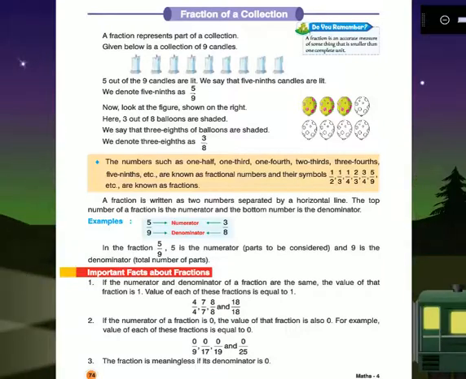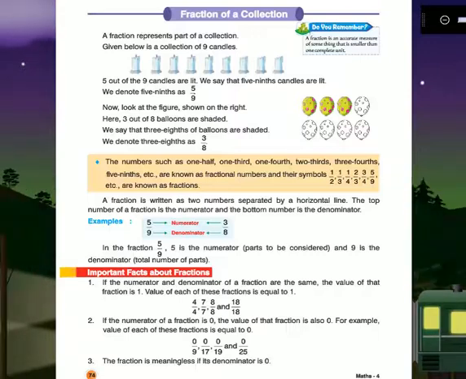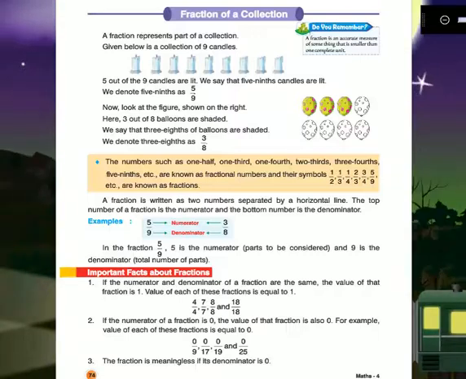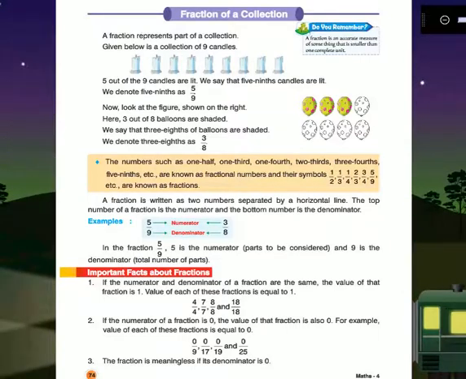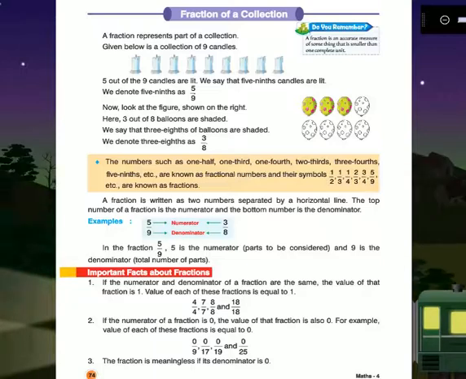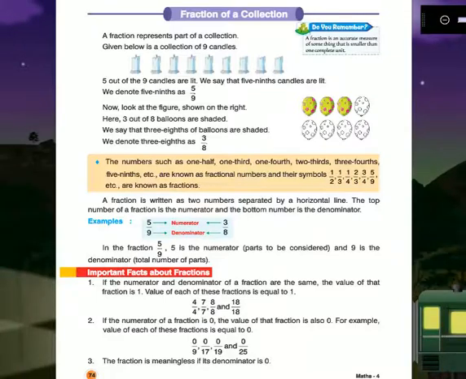Important facts about fractions. If the numerator and denominator of a fraction are the same, the value of that fraction is 1. The value of each of these fractions is equal to 1: 4 by 4, 7 by 7, 8 by 8 and 18 by 18.